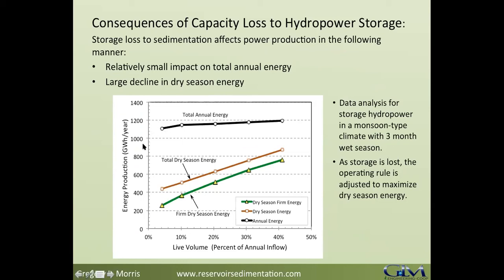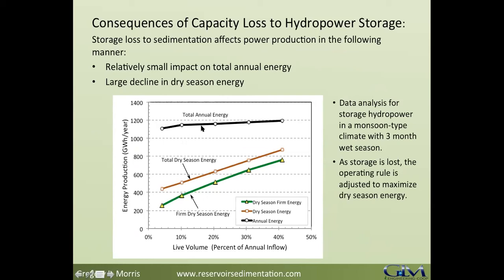Your run-of-river would be here at about 0% capacity, and run-of-river at this particular site is around 1,100 gigawatt hours per year. Because the turbines are sized rather large, they can typically process, convert to power most of the water that comes through during the monsoon. And that's why your total annual energy doesn't decrease very much, even though your firm energy decreases dramatically.